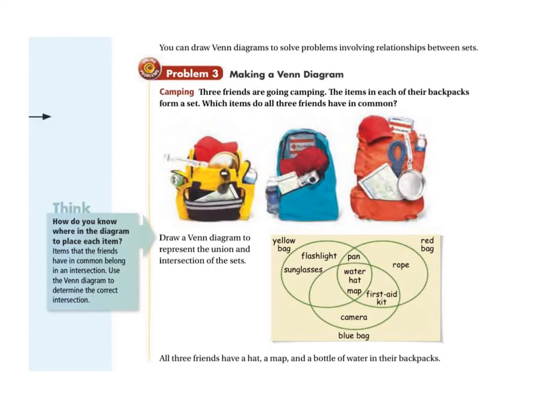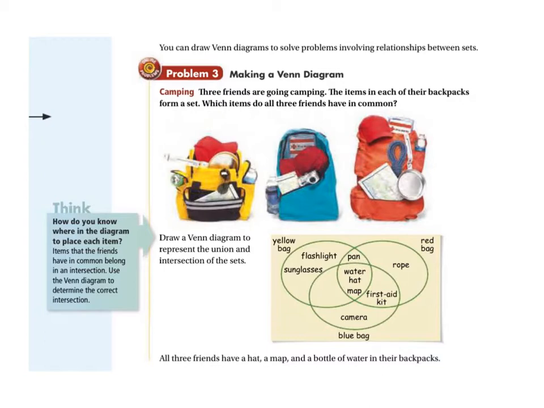Right, now here's where it gets to the fun stuff. You can draw Venn diagrams for these things to help keep track of what's in what. So when it says 3 friends are going camping, the items in each of their backpacks form a set. What items do all 3 friends have in common? The friend with the yellow bag has a flashlight, sunglasses, pan, water, hat, and a map. The red bag has rope, water, hat, map, first aid kit. The blue bag has water, hat, map, first aid kit, and camera.